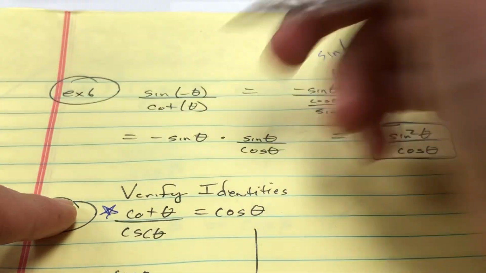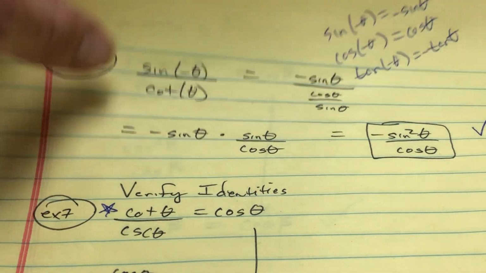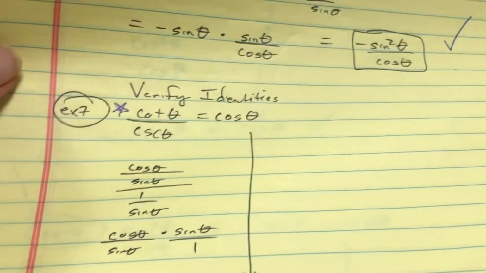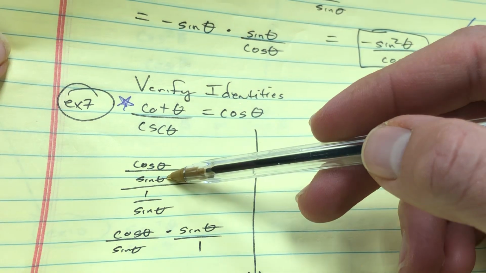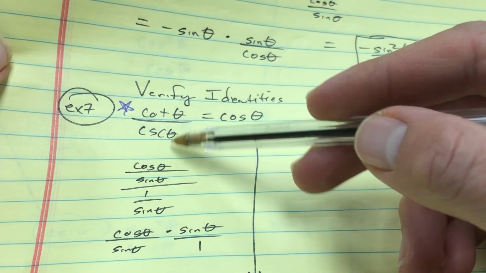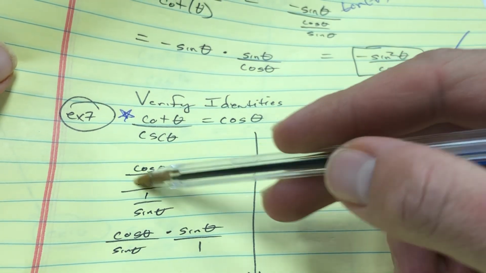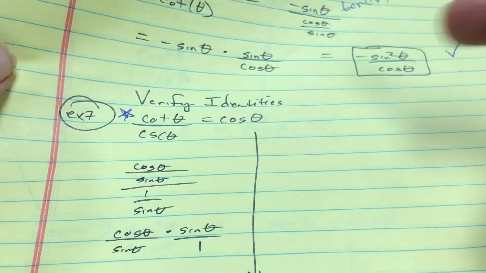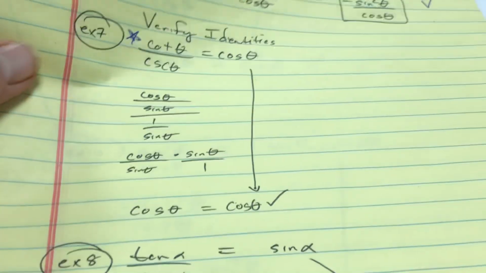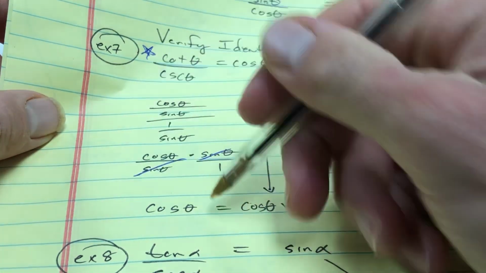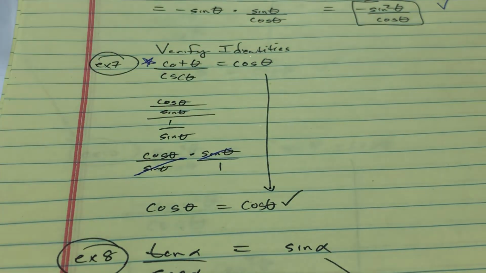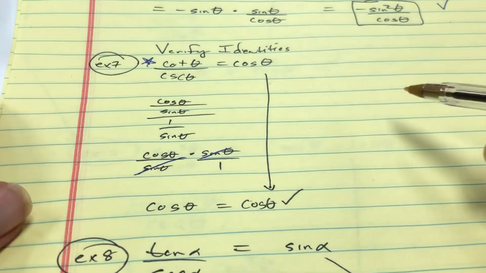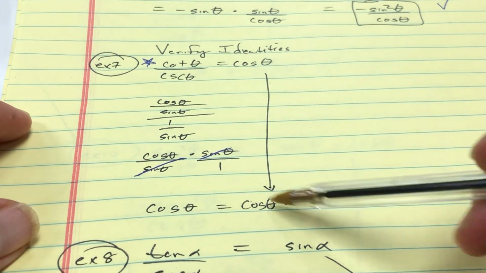Usually you want to start with the side that's more complicated. Cosine is very uncomplicated. So I'm going to rewrite cotangent as cosine over sine. I'm going to rewrite cosecant as 1 over sine. I'm going to take this, multiply it by the reciprocal of this. Look how sines cancel. I'm literally left with cosine. Cosine equals cosine.